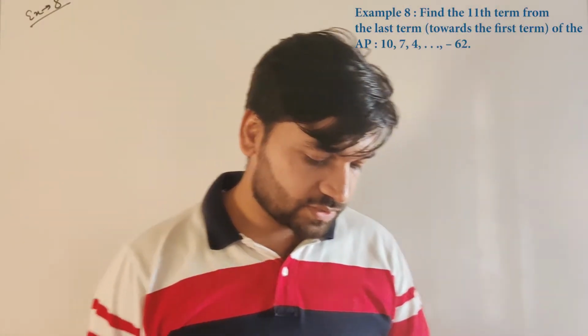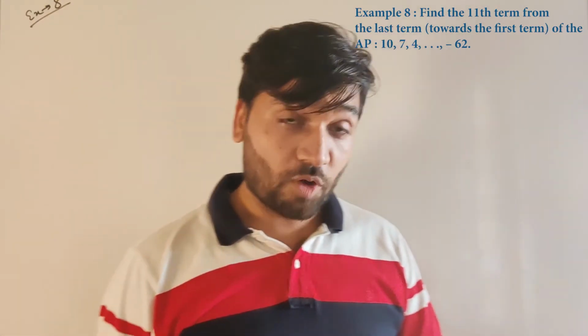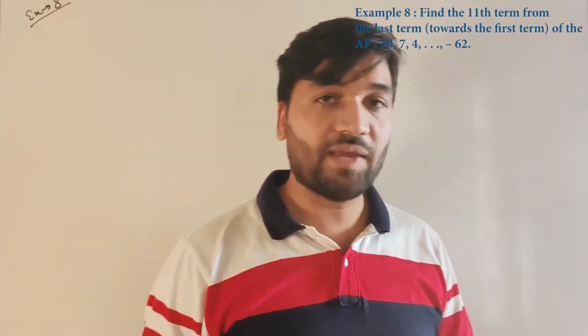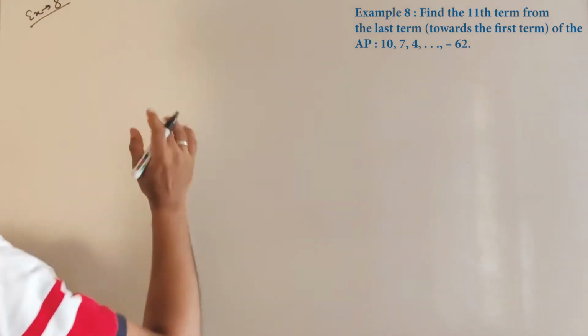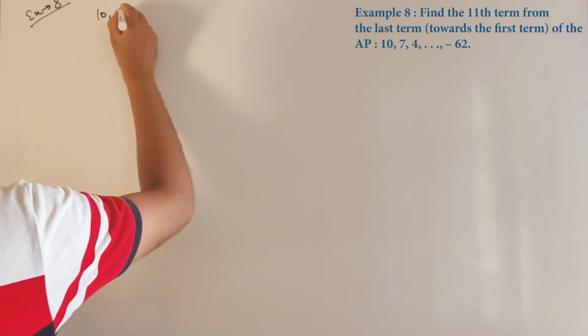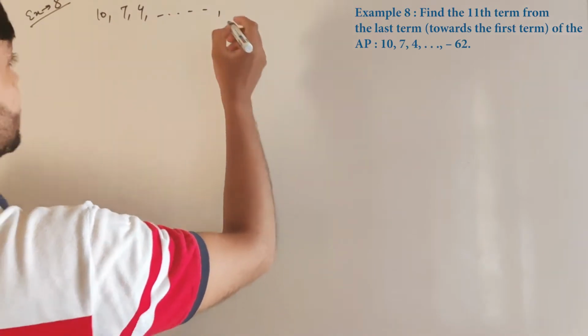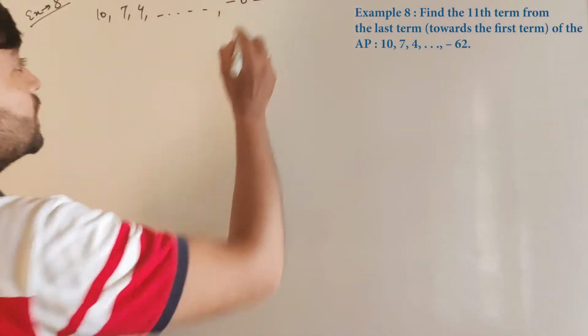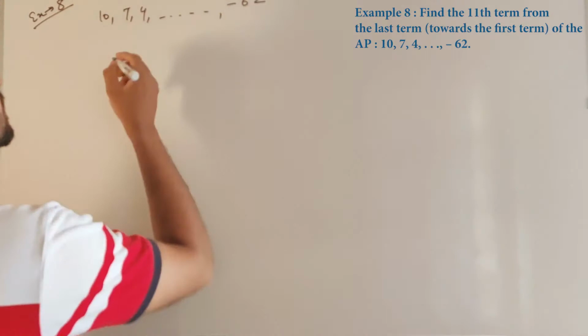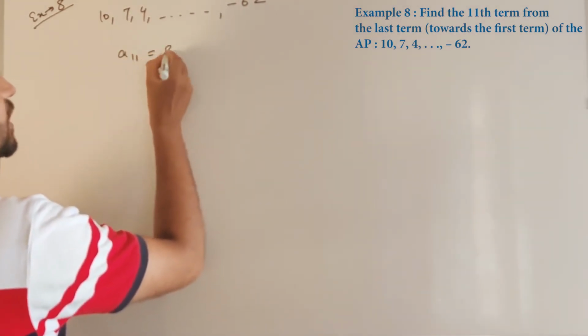The next example is example number 8. The question is, find the 11th term from the last term of the AP. The AP here is 10, 7, 4, dash dash, and the last term is minus 62. They are asking the 11th term here. So A11 is what they're asking.